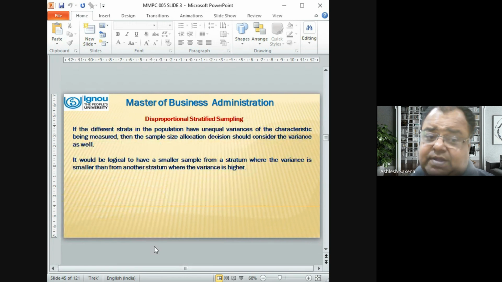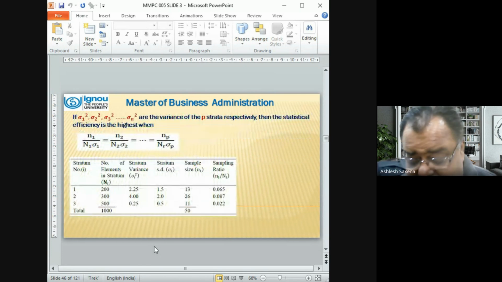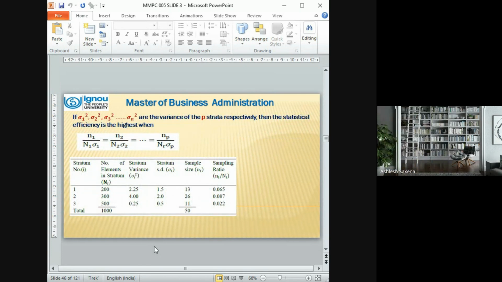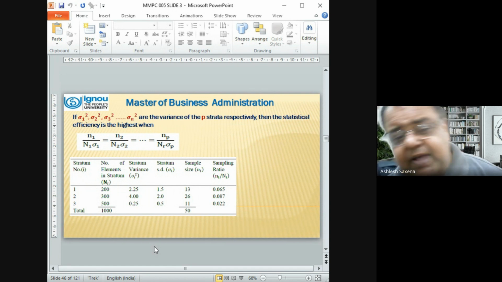Now, disproportional stratified sampling. If the different strata in the population have unequal variances of the characteristics being measured, then the sample size allocation decision should consider the variance as well. It would be logical to have a smaller sample from the stratum when the variance is smaller than from another stratum where the variance is higher. We'll see how it happens. Now see what is happening over here. In the earlier problem, we didn't have variance. Now we have variance. If sigma 1 square, sigma 2 square and so on are the variances of the strata respectively, then the statistical efficiency will be n1 upon n1 divided by sigma 1.